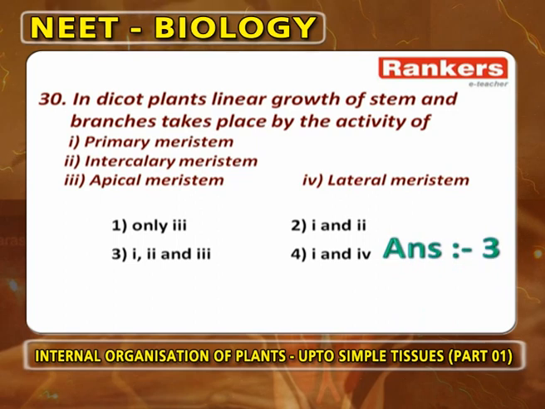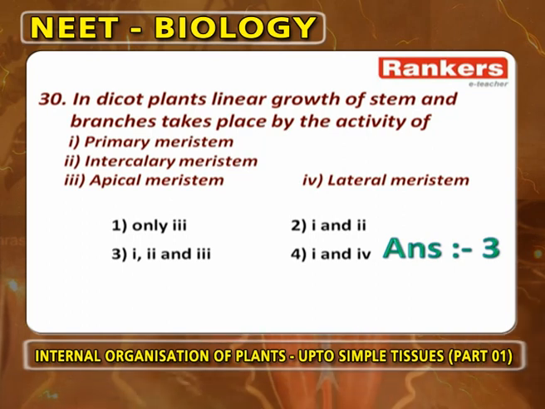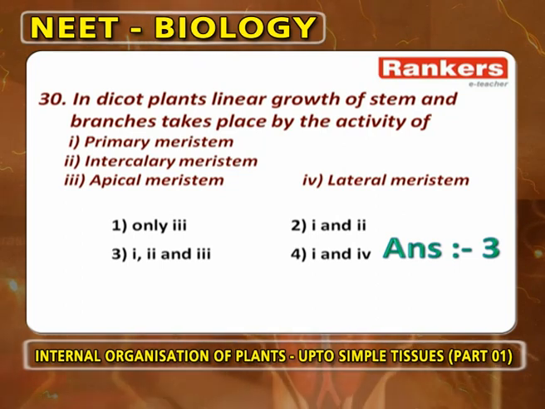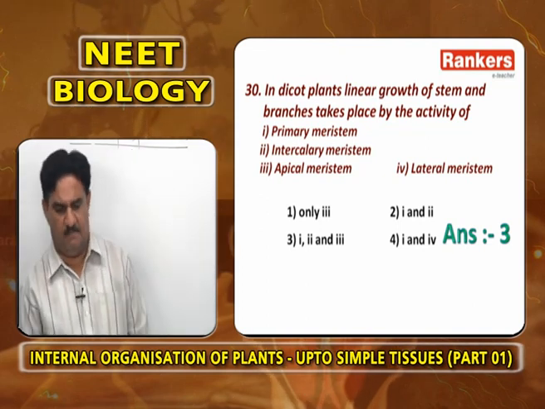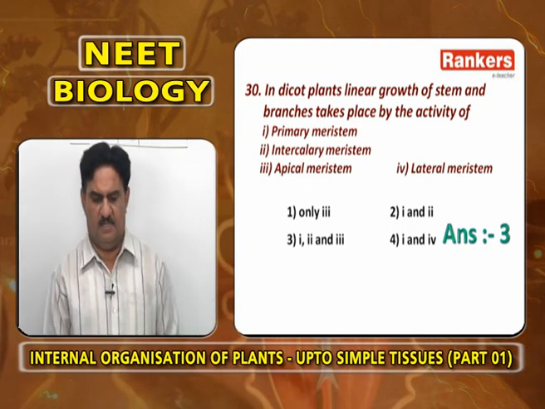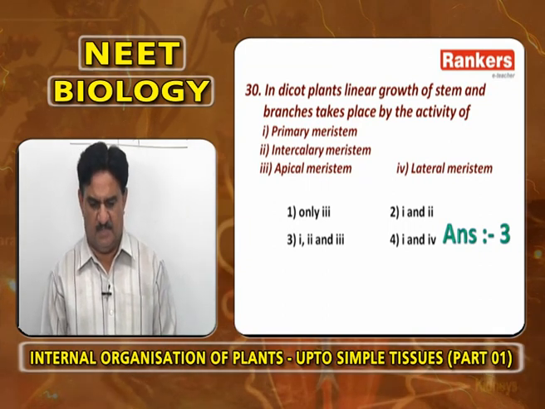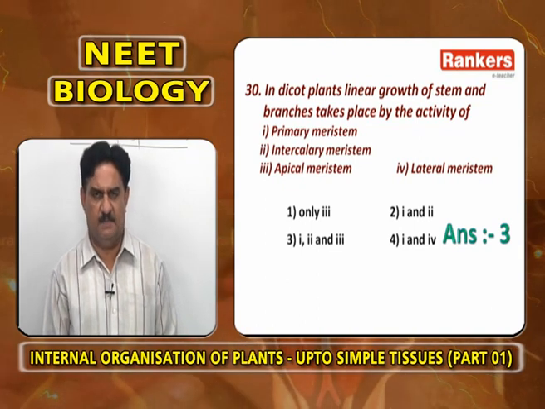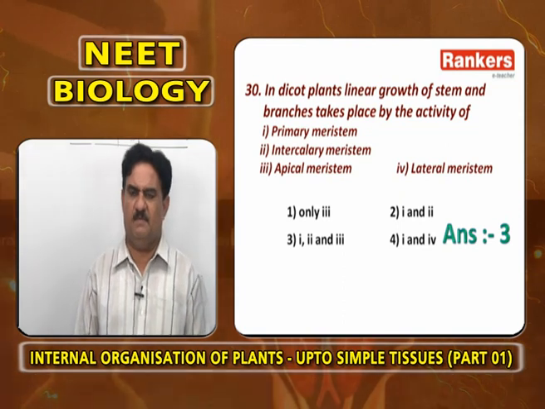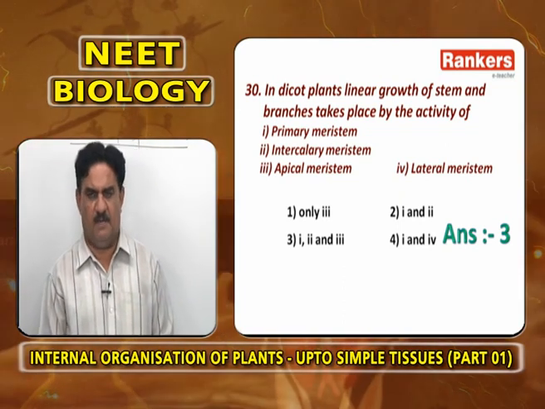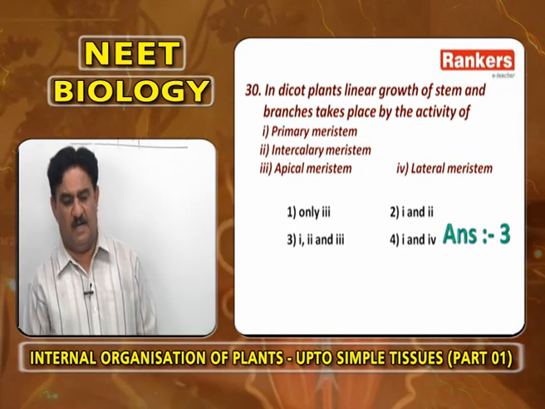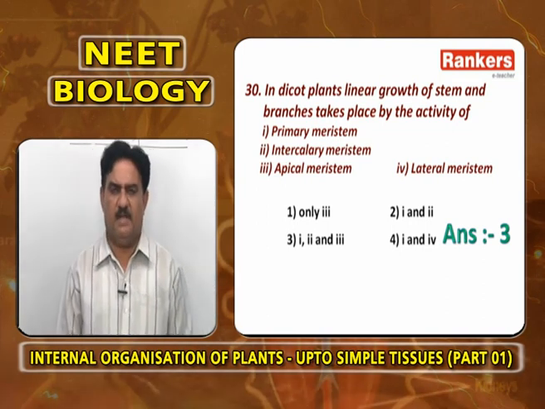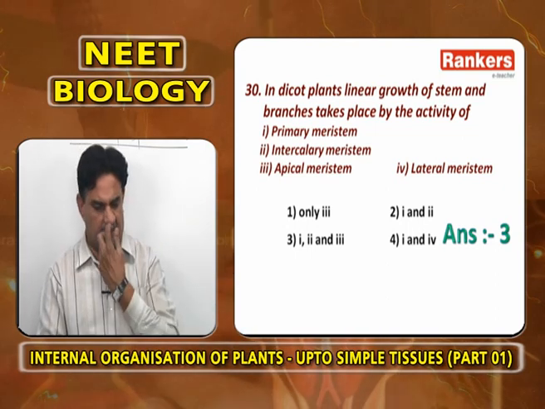In a dicot plant, linear growth of stem and branches takes place by the activity of. Linear growth of the plant body is done by apical meristem. Linear growth of stem and leaves is done by intercalary meristem. Linear growth is also done by primary meristems, because they help in the primary growth of the plant. So in a dicot plant, linear growth of stem, leaf and branches takes place by the activity of primary meristem, intercalary meristem and apical meristem.